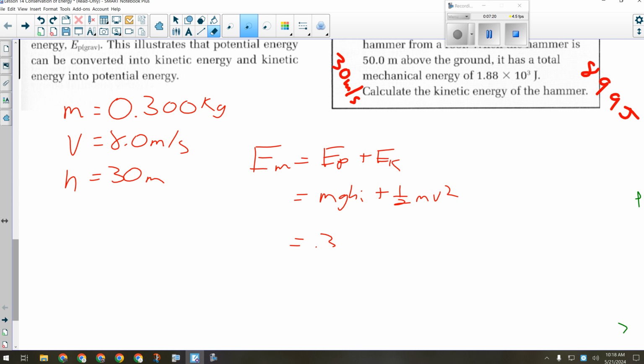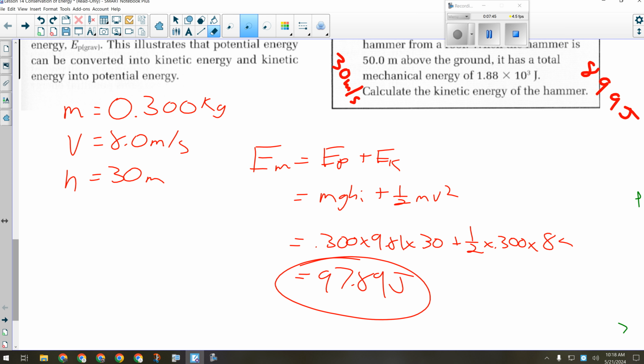Okay, the mass is 0.300 times 9.81 times 30 meters. Okay, are you with me so far? And then add on to that 1/2 times 0.3 times 8 squared. Right, that should give us 97.89 joules worth of mechanical energy. Okay, everybody all right with that?